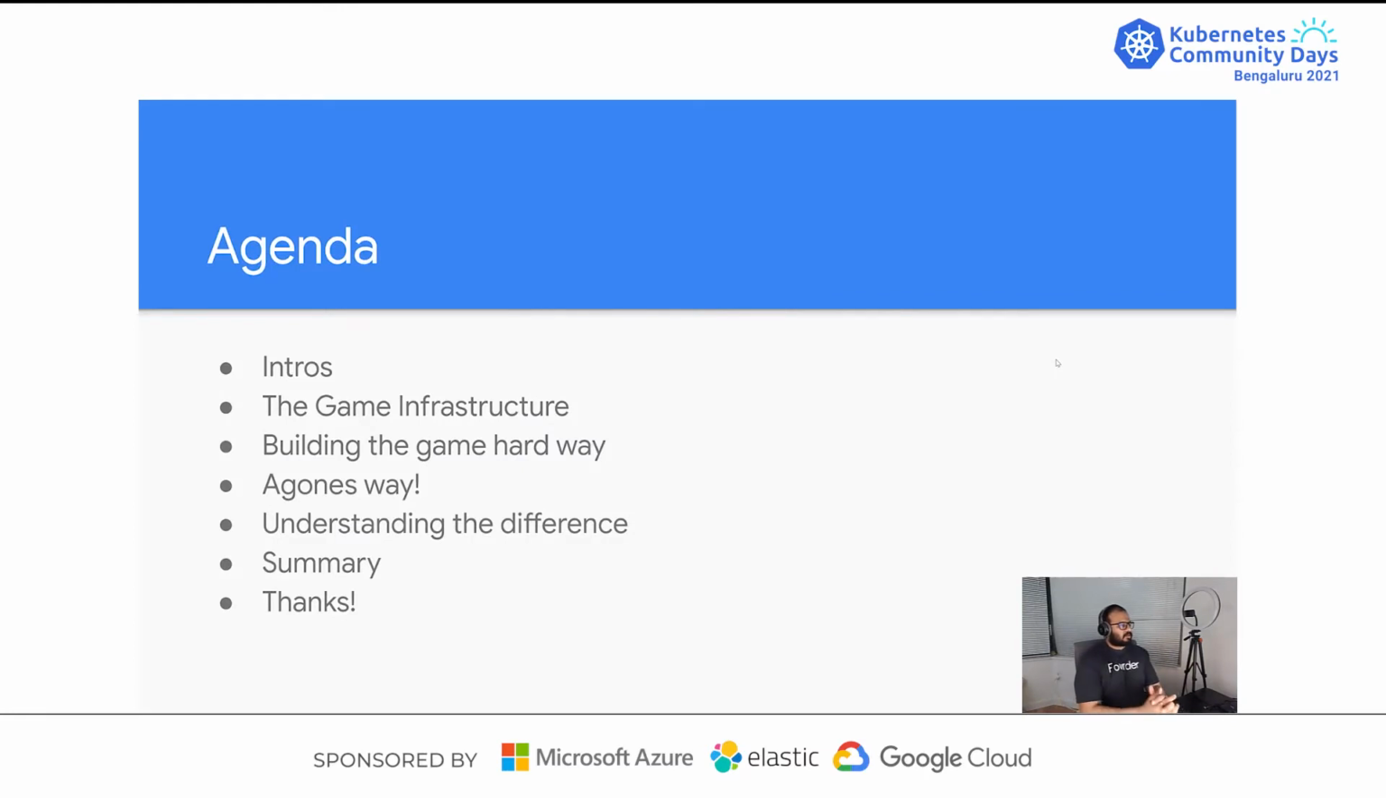So this is our agenda. We start with intros. We start with what game infrastructure looks like. We also talk about building the game, the entire multiplayer game, the hard way. And we talk about the easy way. There are two ways I'll explain in this session. And we also find out what is the key difference between these two. We'll summarize, and that's pretty much today.